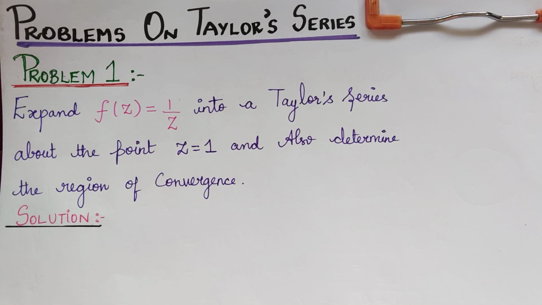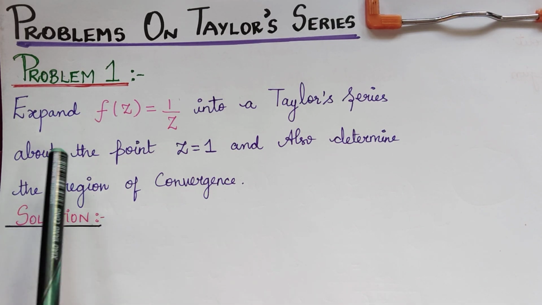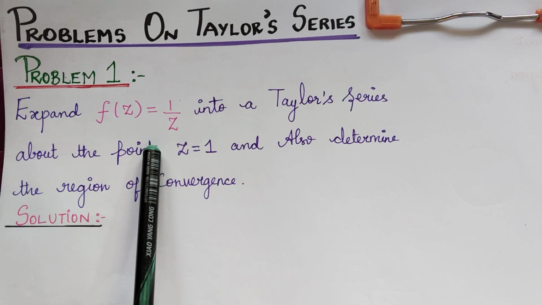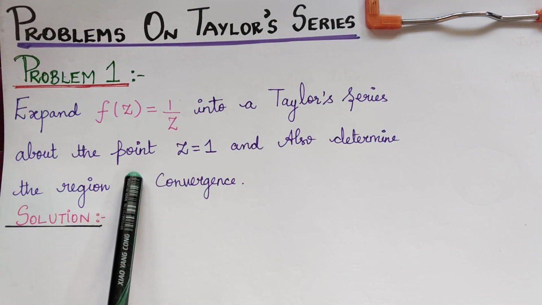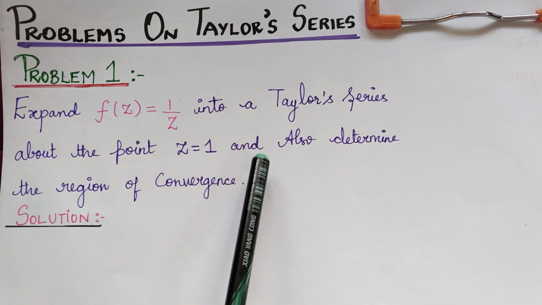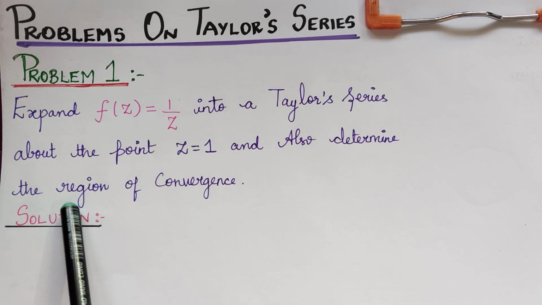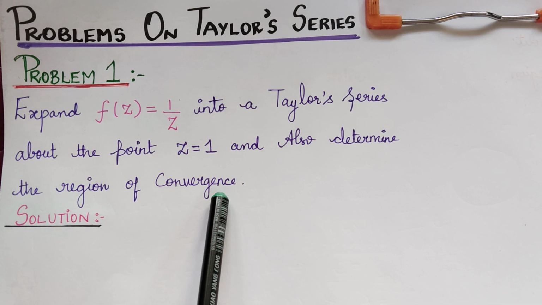Dear students, under the lecture series on complex analysis, we are solving problems under Taylor series. Here we have the first problem. We have to expand f of z equal to 1 by z into a Taylor series expansion about the point z equal to 1. And also we have to determine the region of convergence.